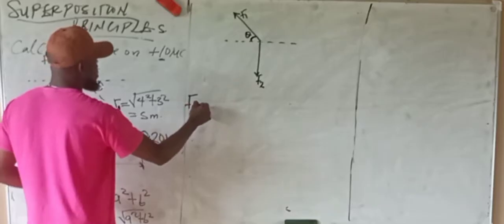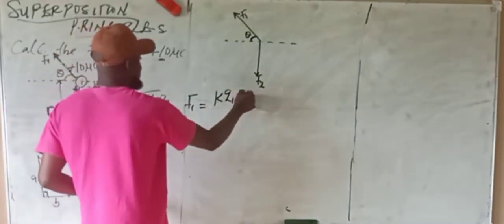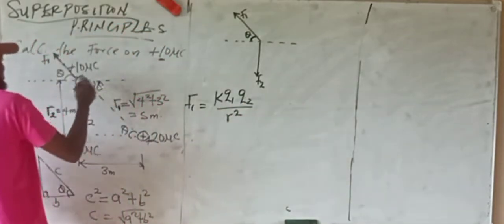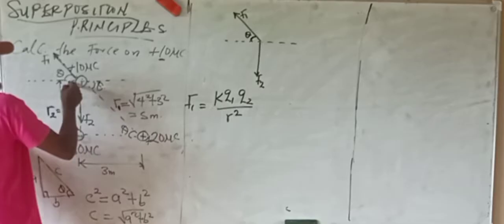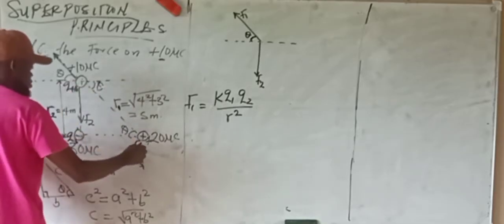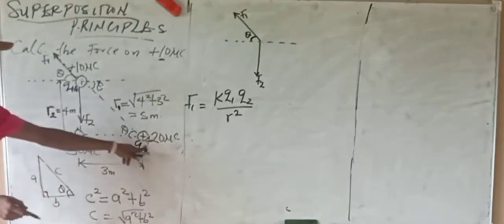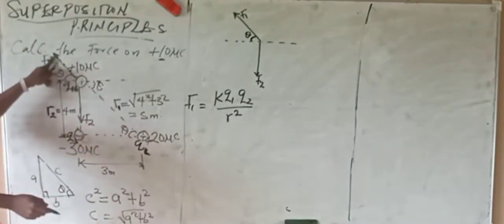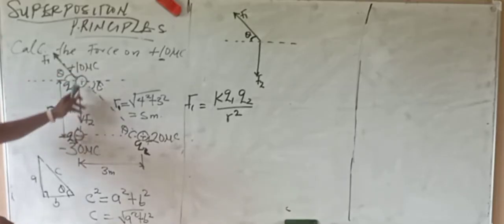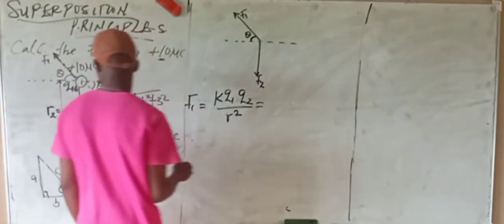Our F1 will be equal to K Q1 Q2 over the distance squared. So take Q1, Q2 over the distance, which will give us F1. Then for this other one, we take the product over the distance squared. So you solve this, and we have it.